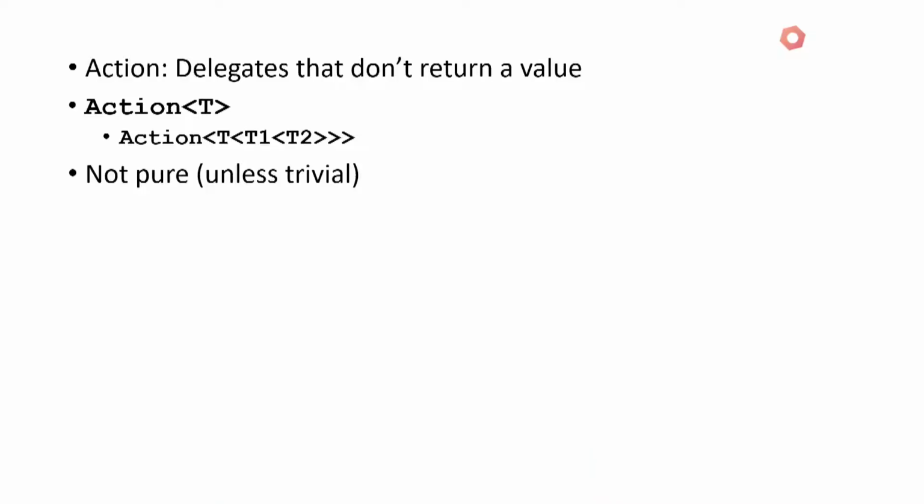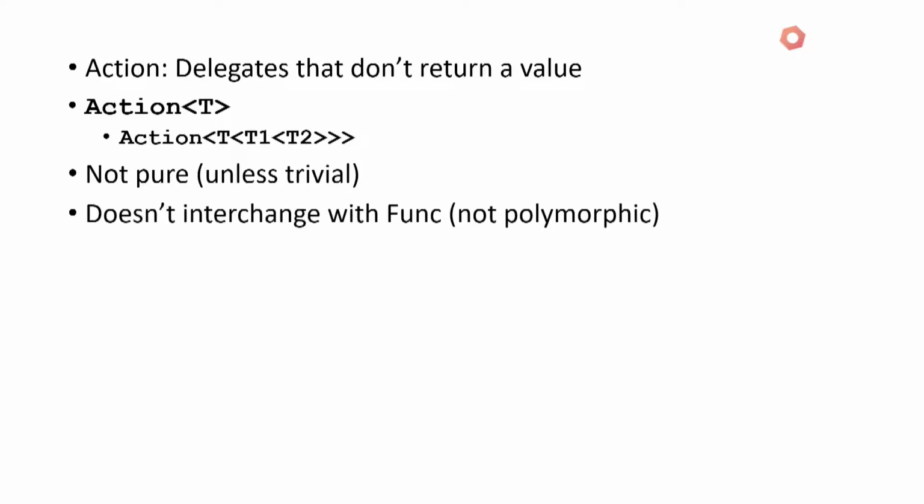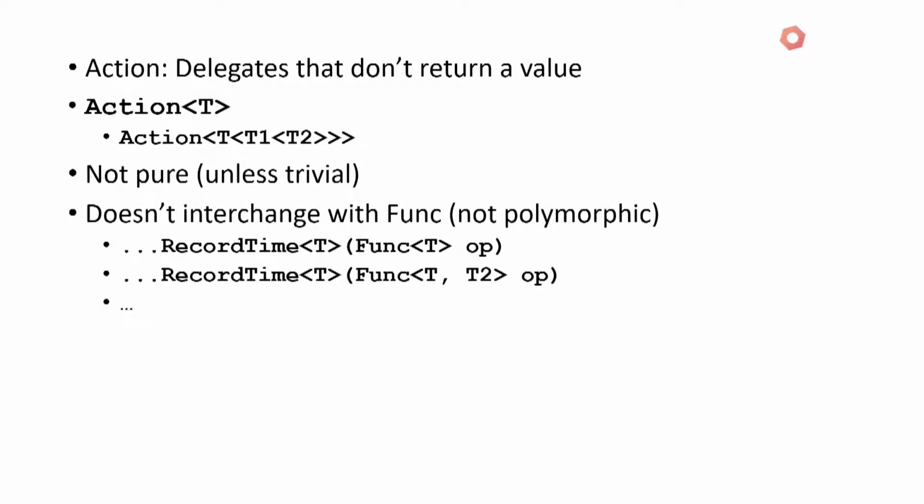The reason is that action, like func, is not going to be pure, which is part of the problem. The bigger problem is it doesn't exchange with func. I have a whole bunch of methods that take whatever the function is, and I'm just going to record the time while this runs. I need you to give me a func to do that.